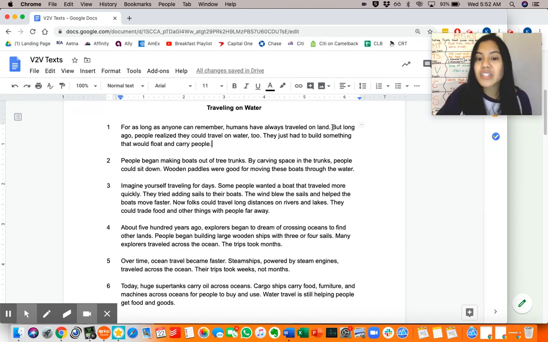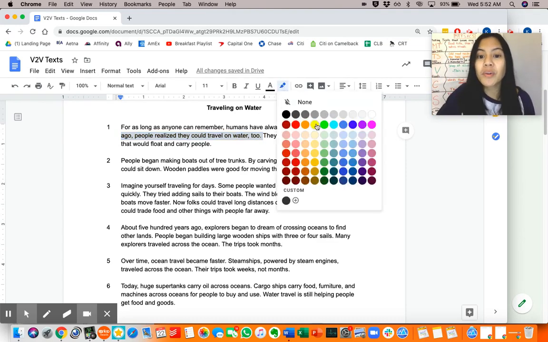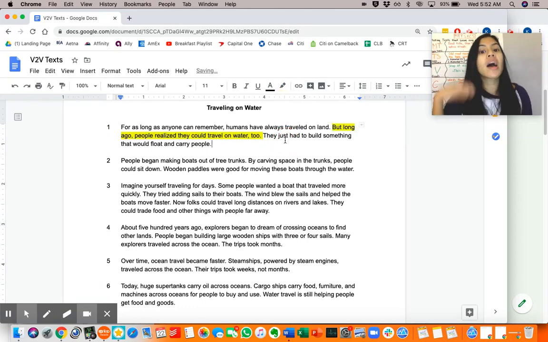Let's check sentence 2. But long ago, people realized they could travel on water too. Right, scholars. This sentence actually has the words travel on water, and it's showing why is that important? Well, people had always traveled on land, but now they're realizing they can travel on water too. Let's go ahead and add that to our Google form.